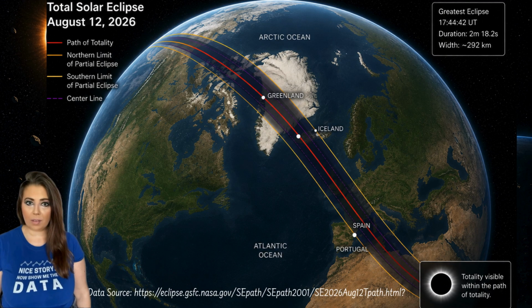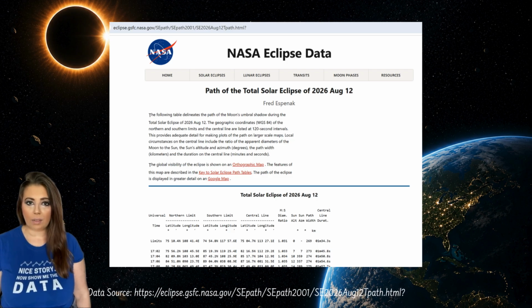Now, tomorrow's path of totality crosses the Arctic, Greenland, Iceland, the Atlantic, and parts of Spain and Portugal. But I wanted to go beyond the map and see what NASA's actual eclipse predictions tell us. NASA publishes detailed path data for the eclipse, including the northern and southern limits of totality, the central line, the sun's altitude and azimuth, the width of the path, and how long totality lasts.